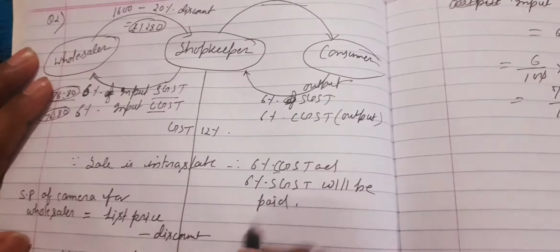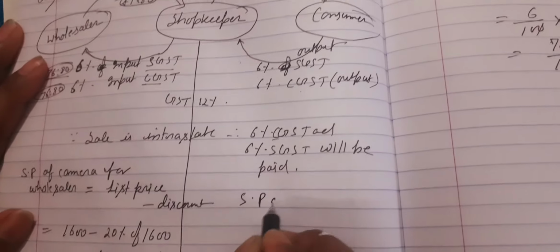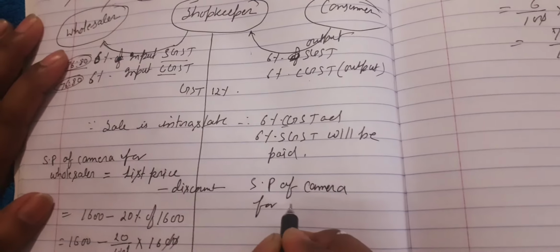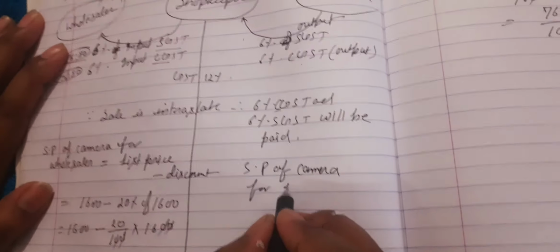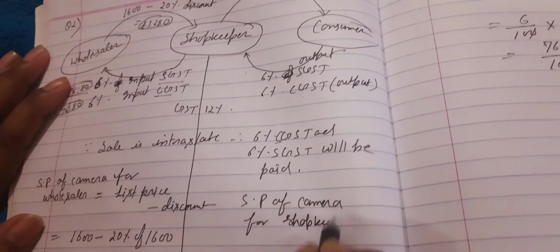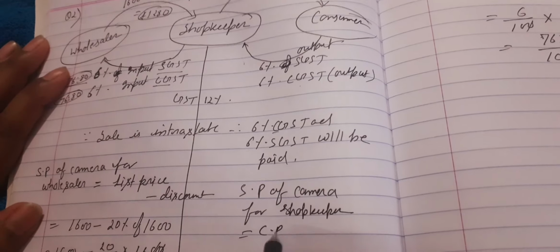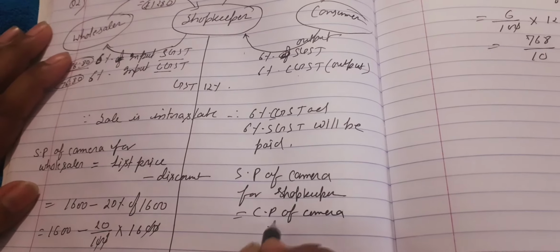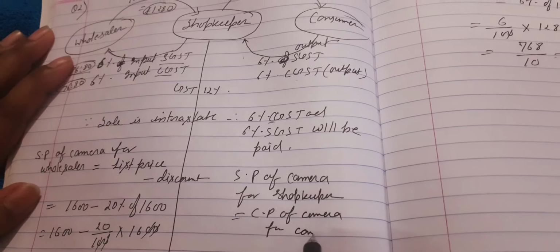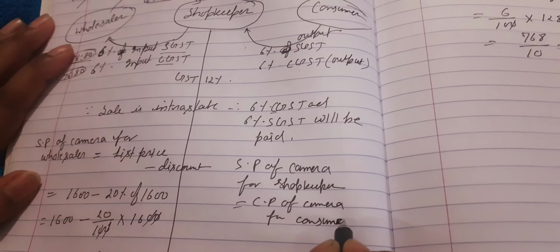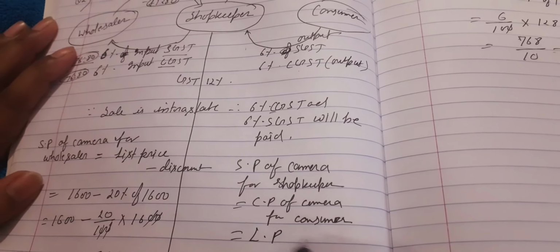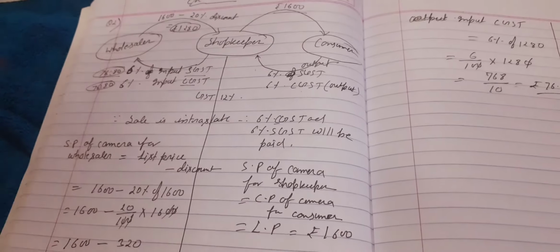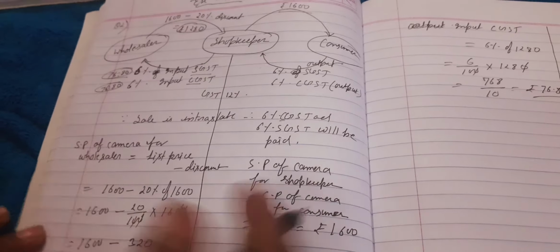So now, selling price of camera for shopkeeper is actually CP of camera for consumer, and that is equals to list price. What is list price? Rupees 1600. There is no calculation because directly rate is given, no profit loss. Already he is in profit.